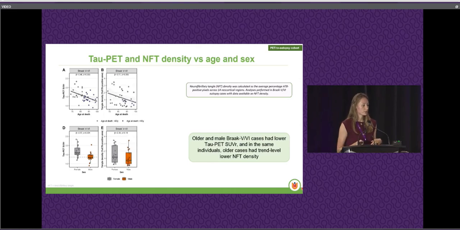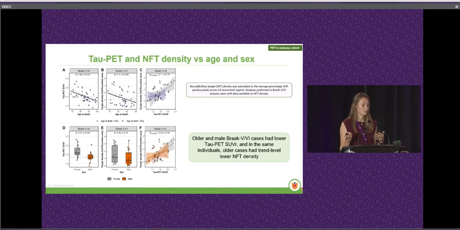And in the same individuals, it was trend level, but we also found an association between older age at death and lower tau tangle density in the brain. For sex, again, this effect is not significant, although the direction does favor an association between male sex and lower tau tangle density in the brain. We also looked at whether age and sex modify the association between tau PET and neurofibrillary tangle density, but these interaction models were not significant, although it's also limited by a low sample size.